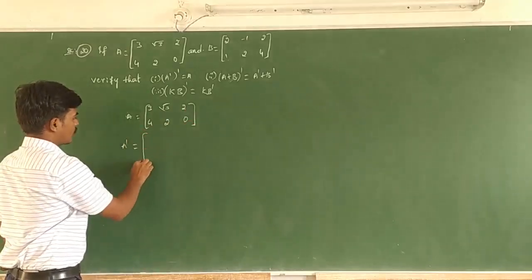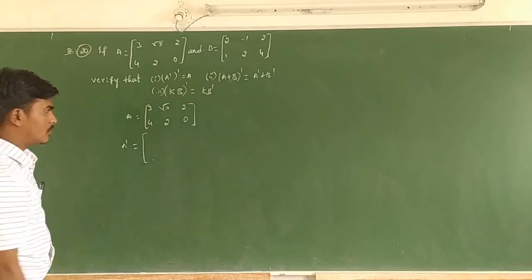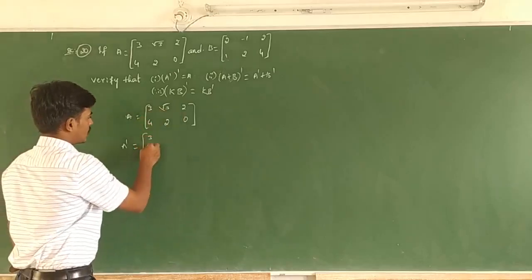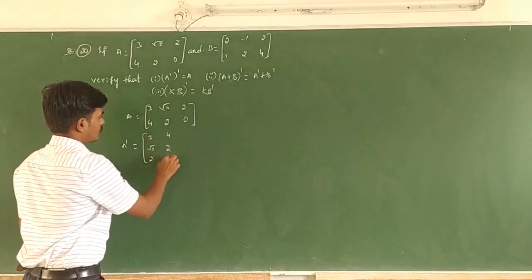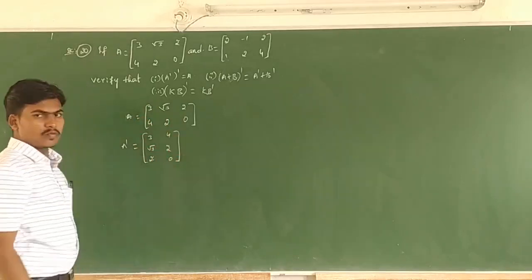A transpose is equal to what? It is the interchange of rows and columns. What is in a row, we write in a column. Here 3, root 3, 2. Next 4, 2, 0.